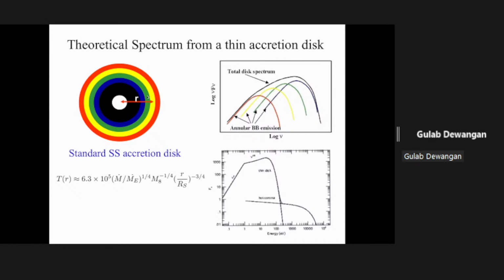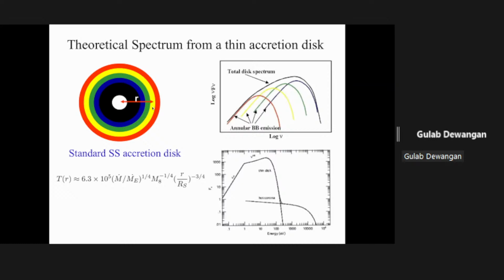Due to certain processes, there is a gradual loss of angular momentum, so the material in the accretion disk will gradually spiral in and finally disappear onto the black hole. And because it is optically thick, we can essentially approximate the emission from this accretion disk as a black body.